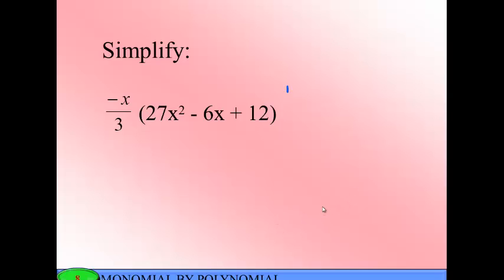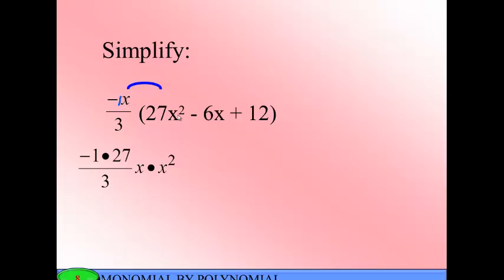Now what if I have negative x divided by 3 times 27x squared minus 6x plus 12? So we have to remember that the exponent of x here is negative 1. So our goal here is to distribute our negative 1x over 3 to each of these terms. Negative 1x divided by 3 times 27x squared will give us negative 1 times 27 over 3 x times x squared. We just multiplied our coefficients first. Negative 1 times 27 divided by 3.